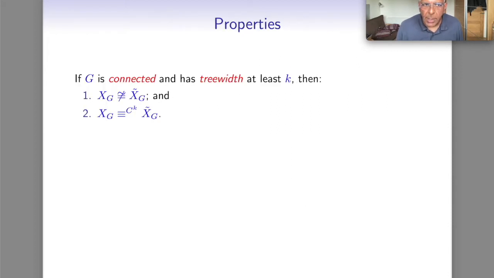Now, the claim is that if you start with a connected graph, then the resulting graphs are non-isomorphic. Okay, that is not too difficult to prove. And the second one is if the graph has TreeWidth at least k, then the resulting graphs are CK equivalent, right? Still, we require G to be connected.